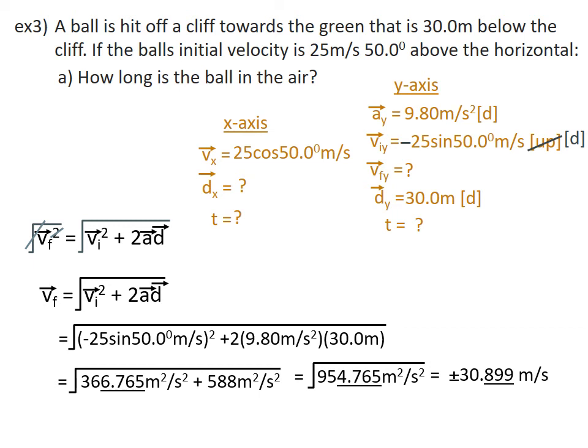Now I know logic dictates that this has to be down. The ball is going down when it hits the green. So of the two directions, I know final velocity must be 30.899 meters per second down.